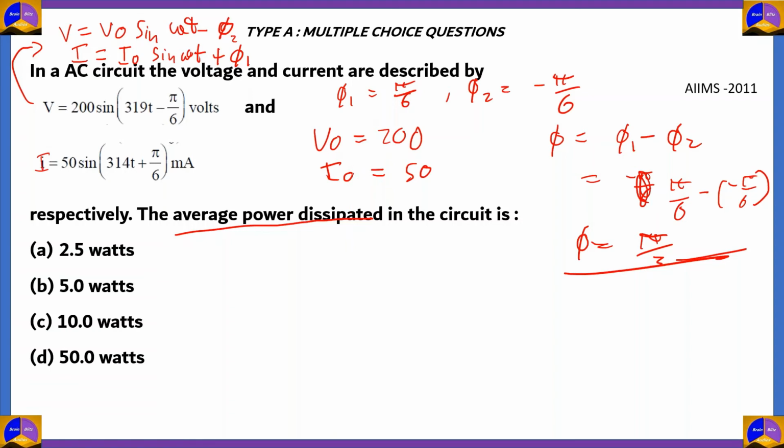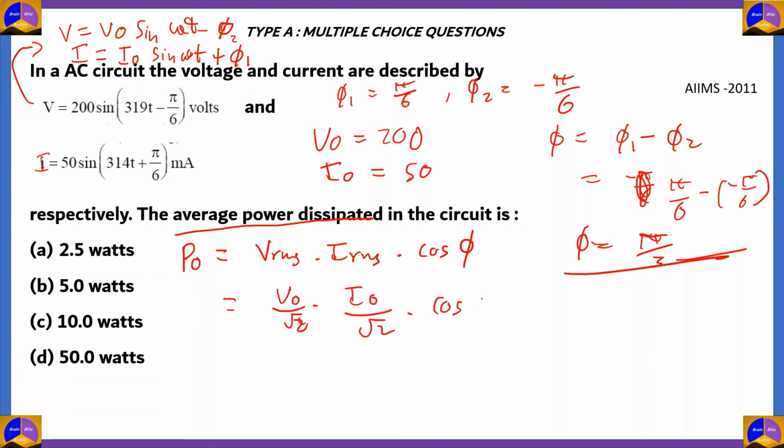So we have all of what we need in order to calculate the average power dissipated. The average power dissipated, P0, is equal to Vrms times IRms times the power factor, which is cos phi. Vrms is V0 by root 2 times IRms is I0 by root 2 times cos phi. When you multiply that, it becomes V0 I0 divided by 2 times cos phi. So this is the formula that we'll be using.